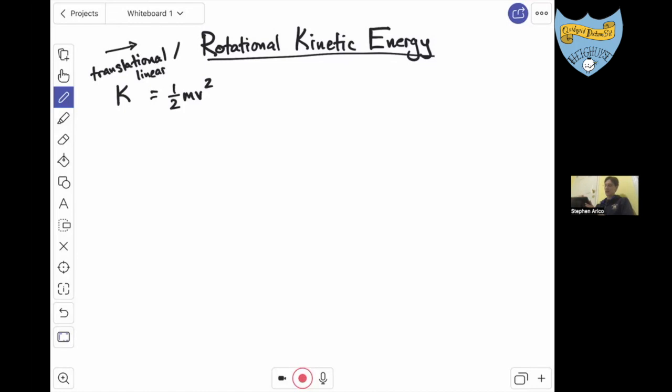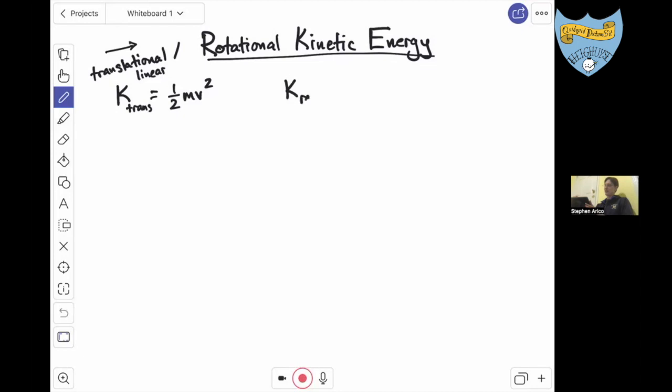Most commonly, I'm going to use the subscript, as I've been using for years, K trans for translational. That's the subscript I've been using forever, and that's what it says in all the notes packets, so that's what I'm using. Anyway, translational kinetic energy is the kind of energy that something has when it's moving in a straight line.